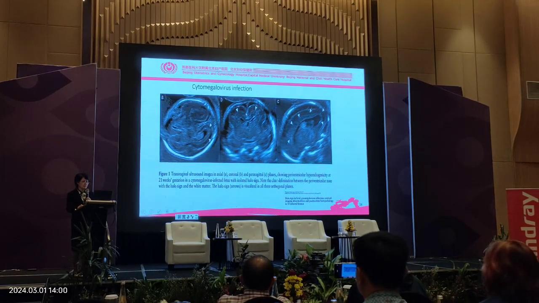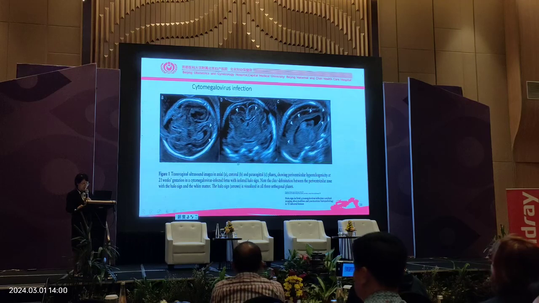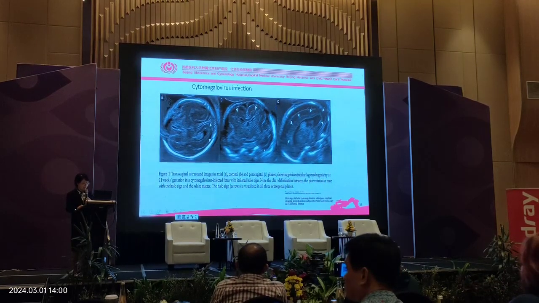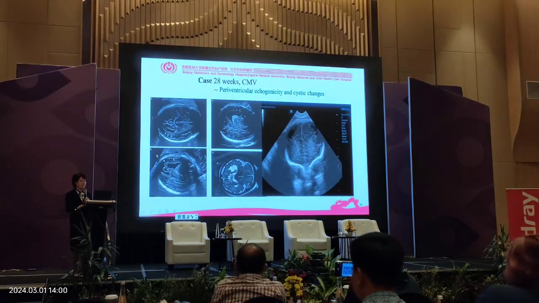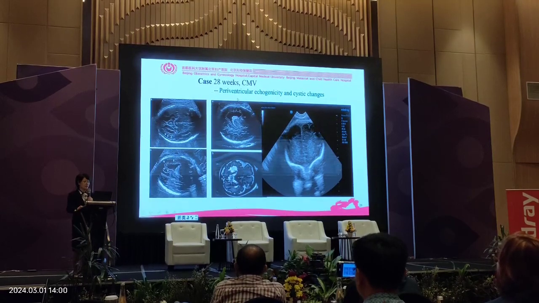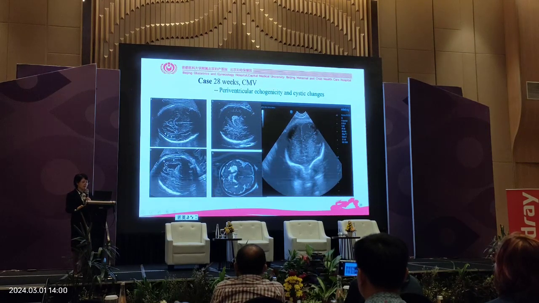Here, usually we can find intracranial calcification, and bilateral periventricular cysts, enlargement of the liver and the spleen. Like this. This case is 28 weeks. We can see the periventricular hyperechogenicity and the cystic change. Cysts here.